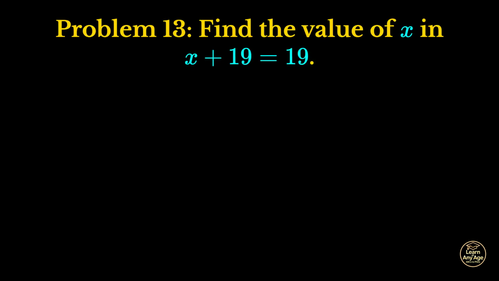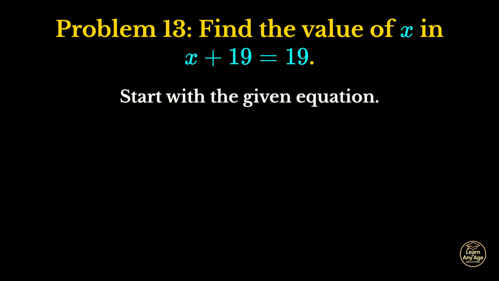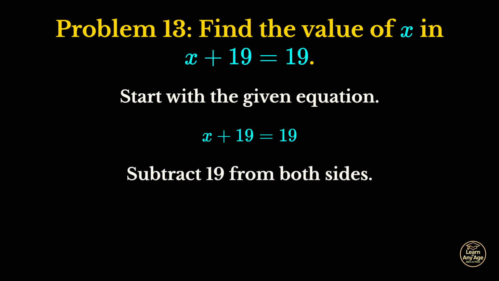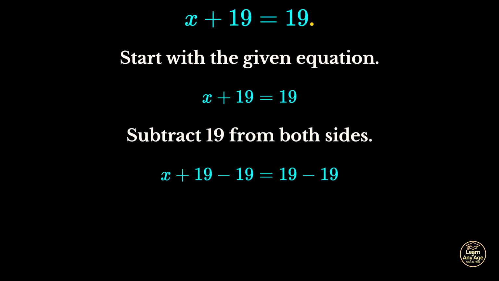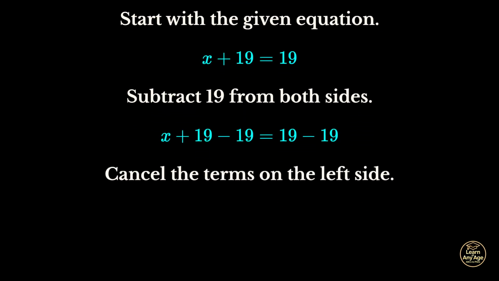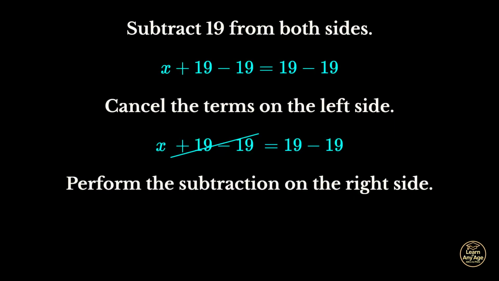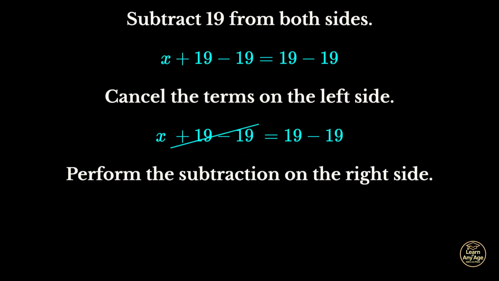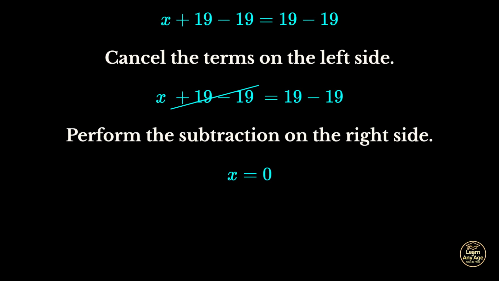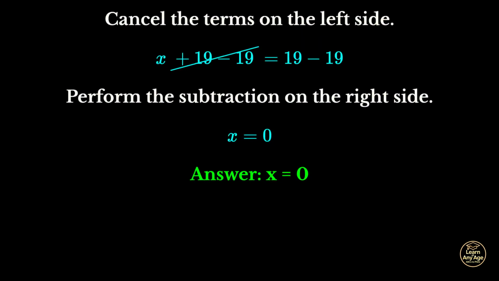Problem 13. Find the value of x in x plus 19 equals 19. Start with the given equation. x plus 19 equals 19. Subtract 19 from both sides. x plus 19 minus 19 equals 19 minus 19. Cancel the terms on the left side. x plus 19 minus 19, cancelled out, equals 19 minus 19. Perform the subtraction on the right side. x equals 0. Answer, x equals 0.